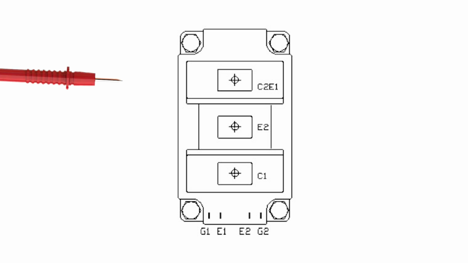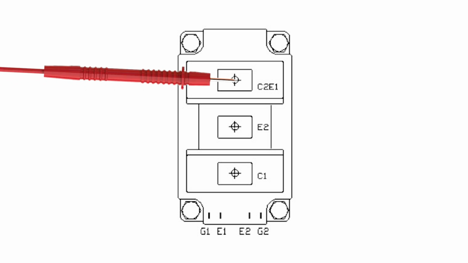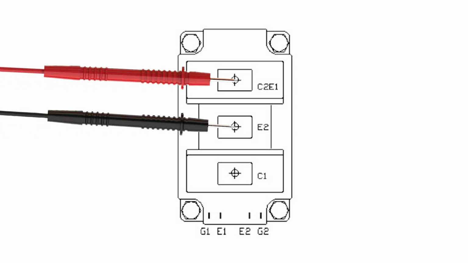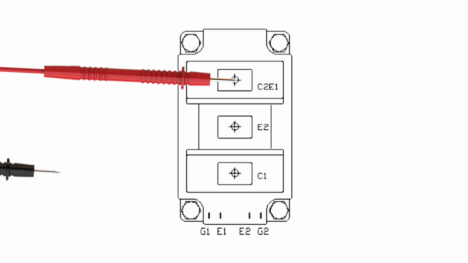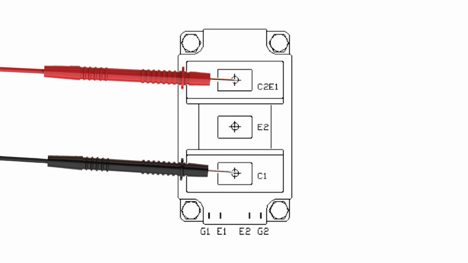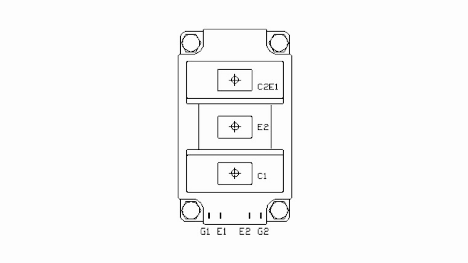Reverse the leads. Place the red lead on the top terminal, C2E1, and the black lead on the middle terminal, E2. Measure the voltage drop. Keep the red lead on the top terminal, C2E1, and move the black lead to the bottom terminal, C1. Measure the voltage drop.